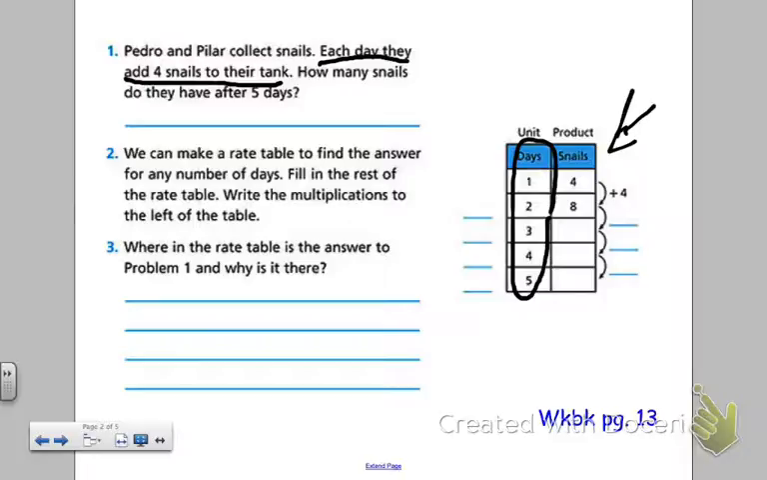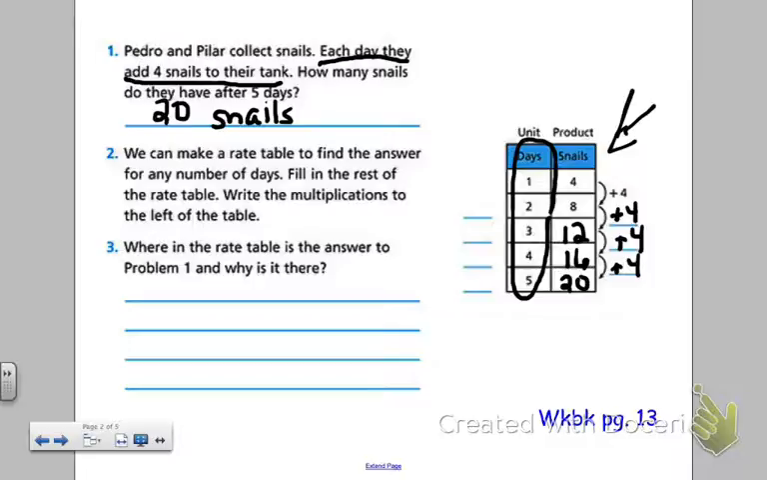So let's see. If we're doing 4 snails per day, that means 4 snails on the first day. Now add another 4, and now we're up to 8. Then we add another 4, and we're up to 12. We can add another 4, and now we're up to 16. And if we add another 4, that means on the 5th day, we will have 20 snails. So how many snails will they have after 5 days? They will have 20 snails.